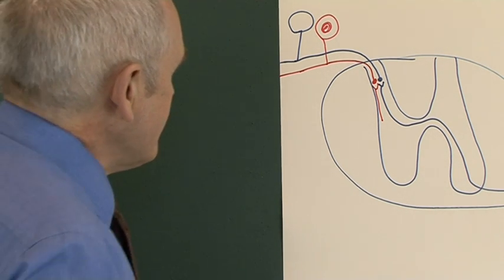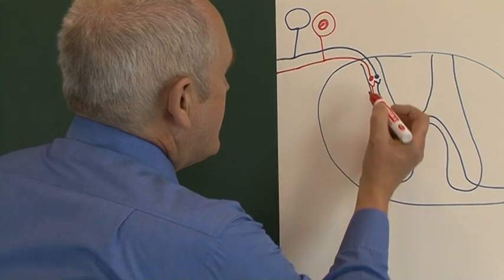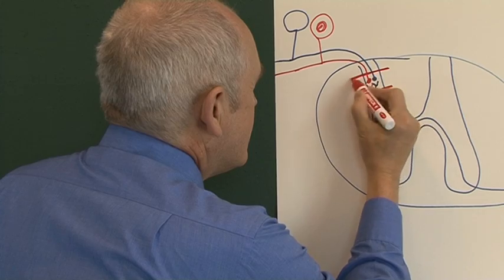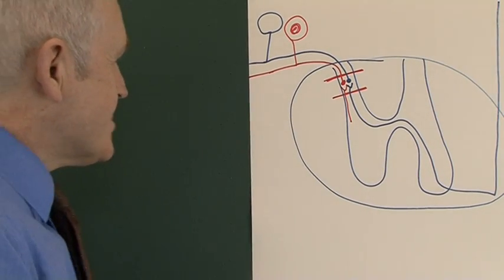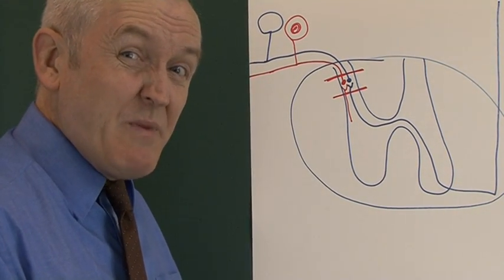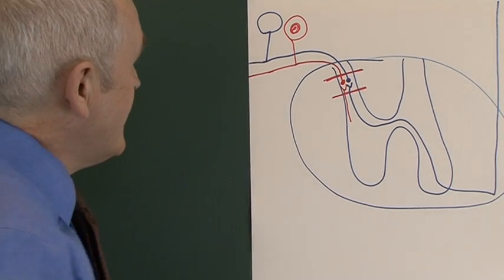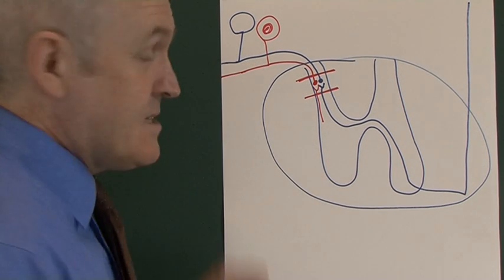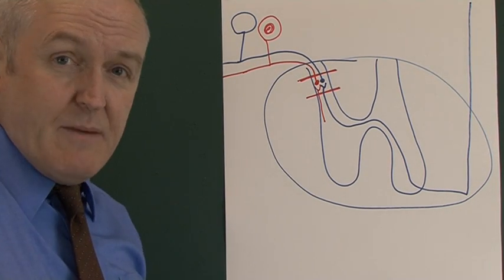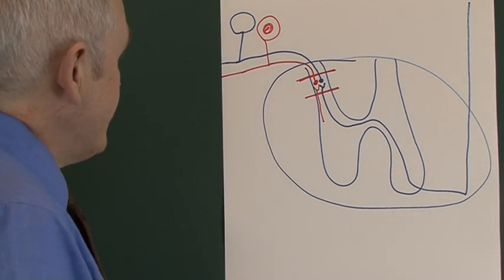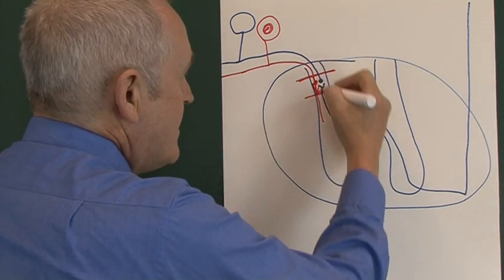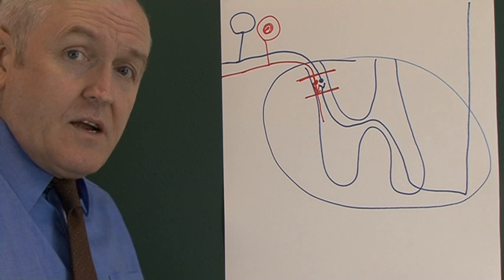Now, because this area of the spinal cord only has so much volume, there's only so many nerve fibres there, then only so many impulses can get through that particular part of the spinal cord at any one time. It's a gate. And if there's touch impulses going through, then the pain impulses aren't going to be able to get through.